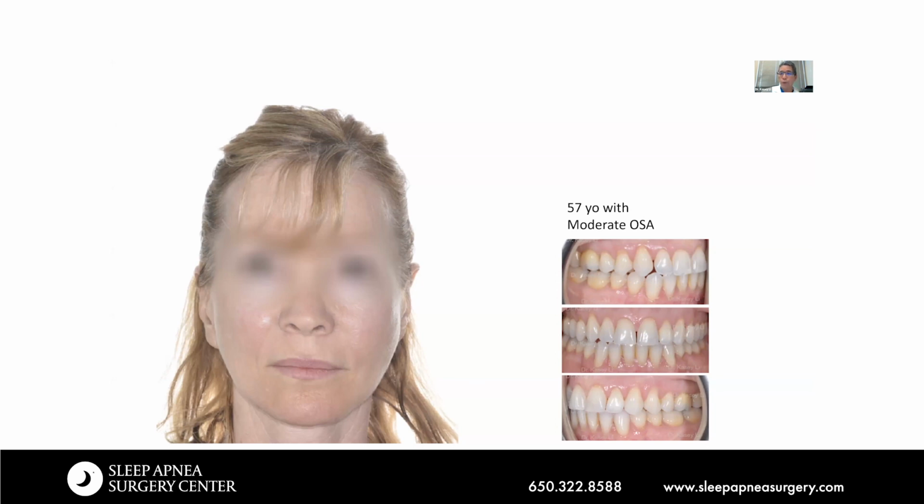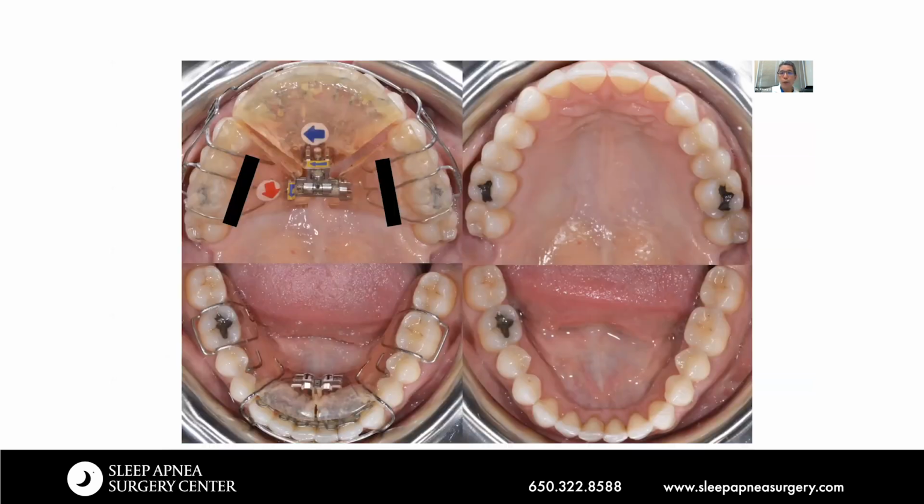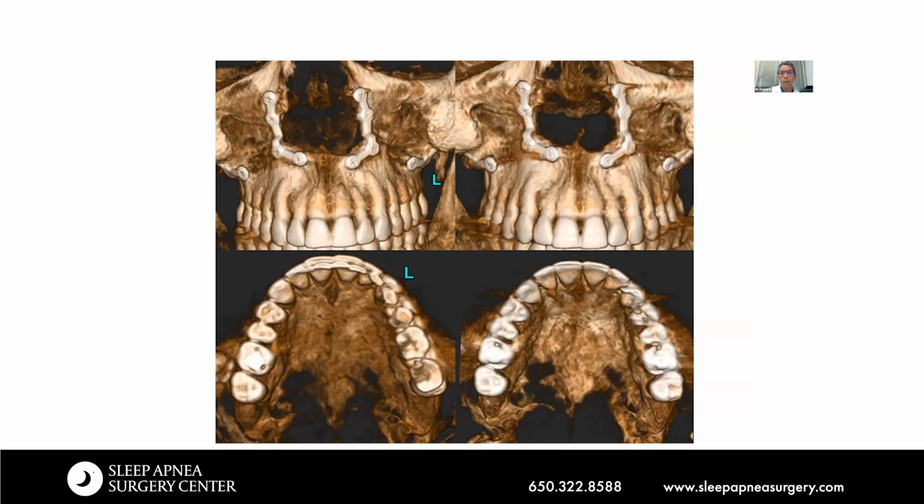This is a 57-year-old with moderate sleep apnea. She went to have this special appliance made. And this has become very popular. I told her that it's not doing anything for her because she's not noticing any symptomatic change. And you can see that she had prior MMA surgery a few years ago, not by me, but her sleep apnea has gradually worsened. You can see that the mid-palatal suture remains intact.